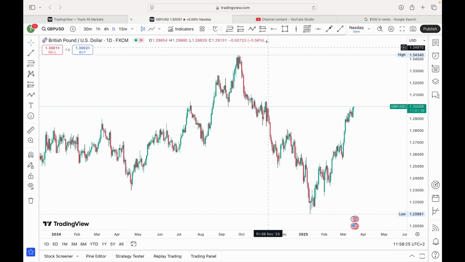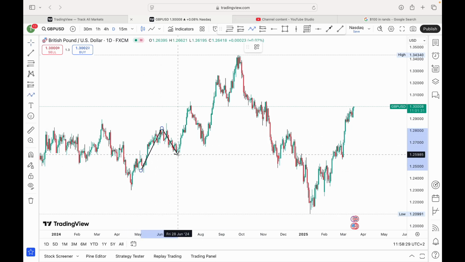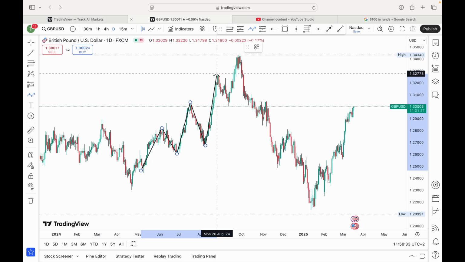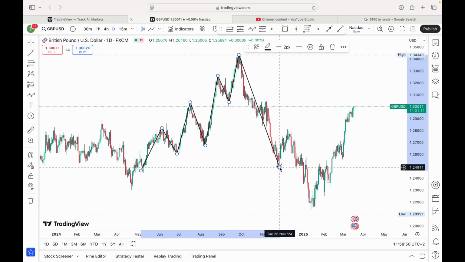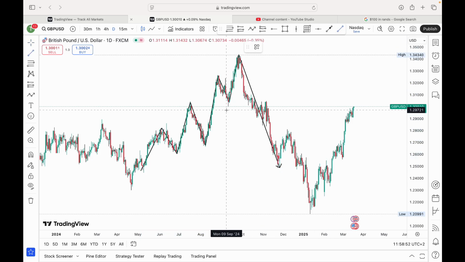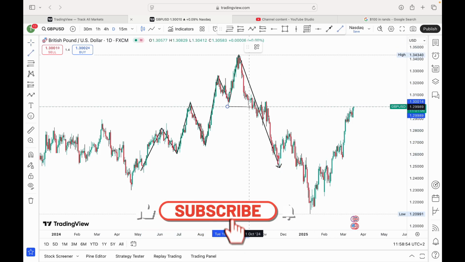GBPUSD on a daily time frame. What can I see? I can see that I'm overall coming from an uptrend whereby I've been creating a series of higher highs and higher lows, consistently breaking structure to the top until we had this. So in us having this, we can say we had a change of character that happened right here.